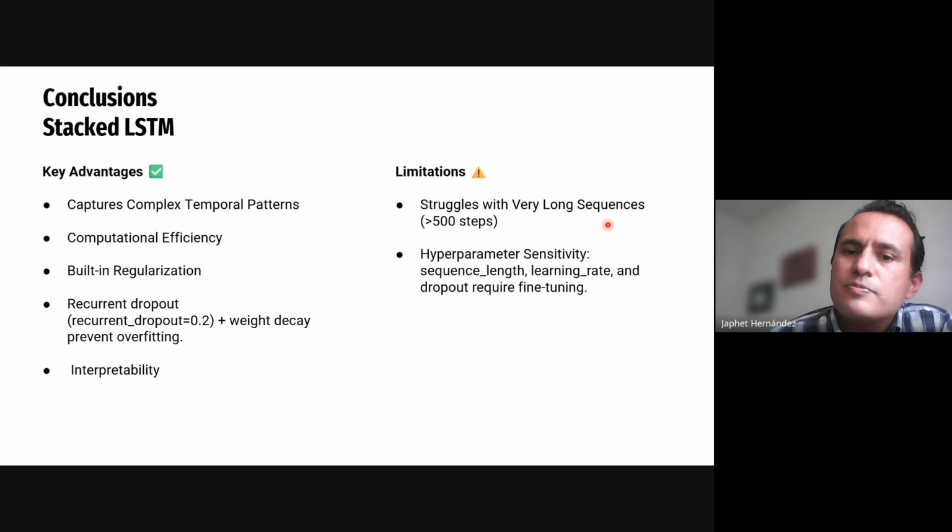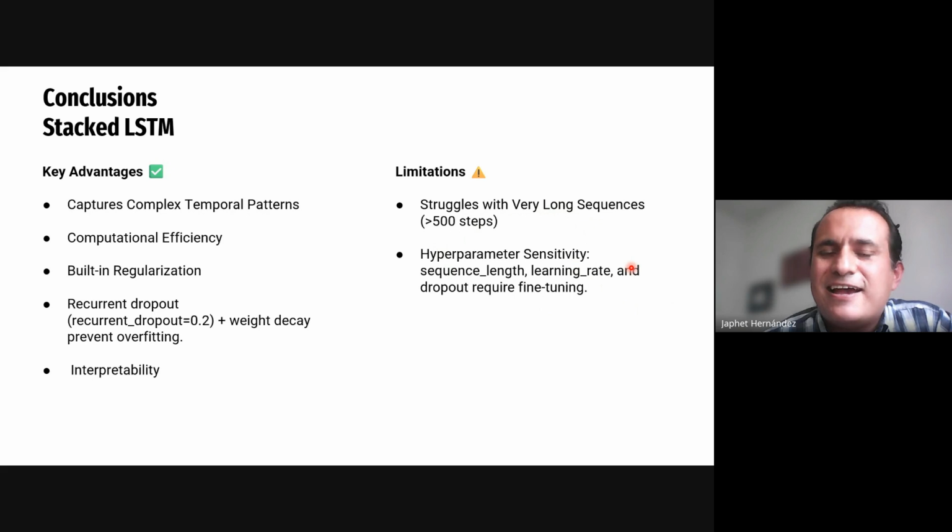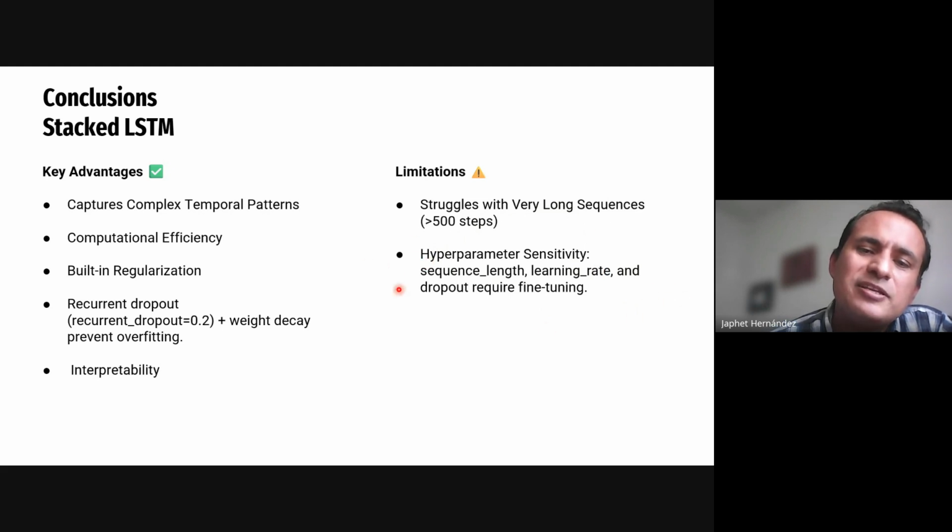What are the limitations? Computationally, it struggles with very long sequences, above 500 steps. And this model, I must say that during this work, it was very iterative work. What I learned is that parameter sensitivity was high, so fine tuning is well recommended for this kind of work.